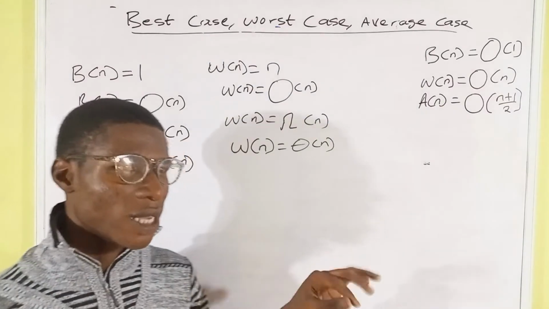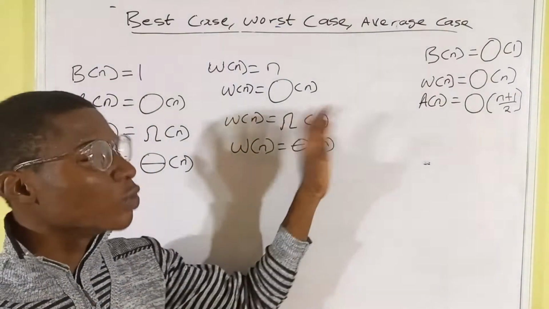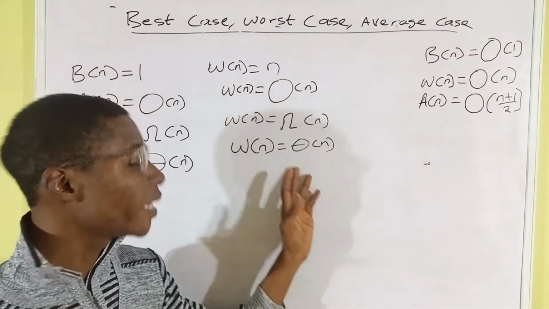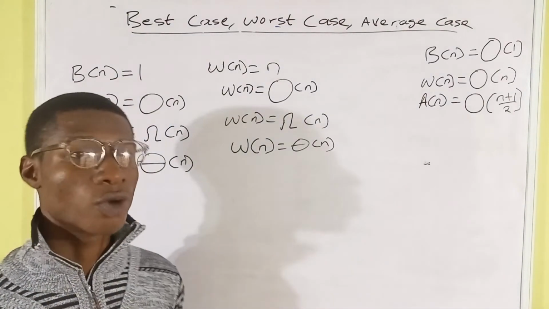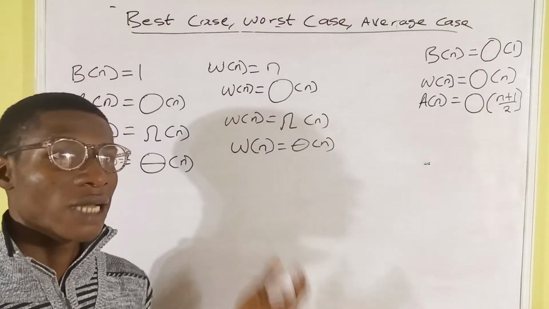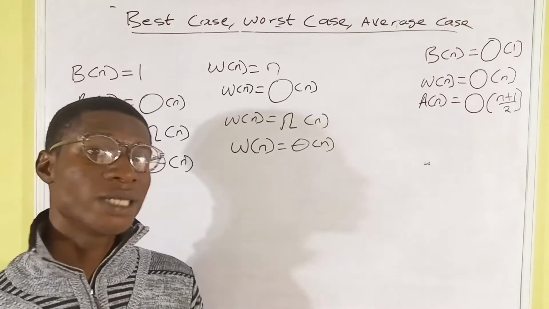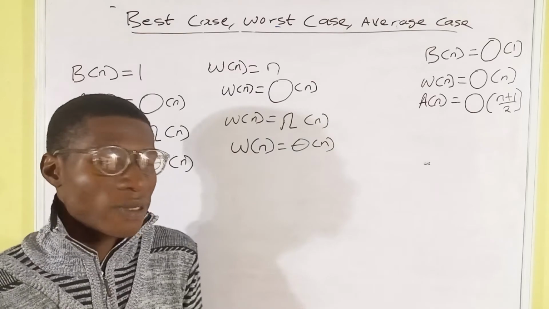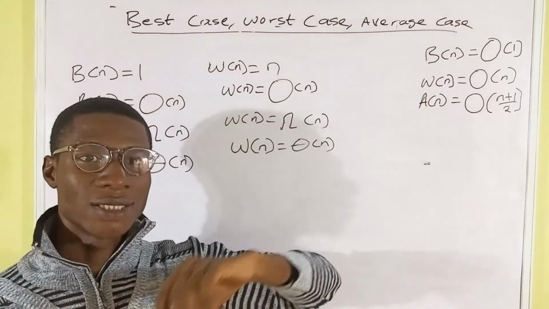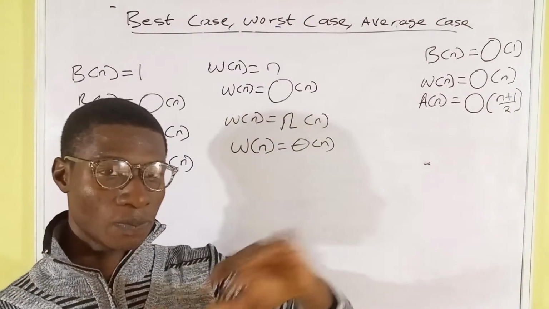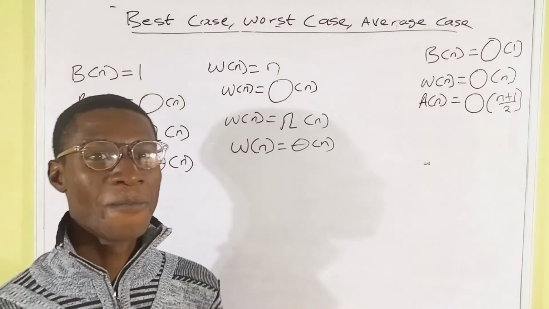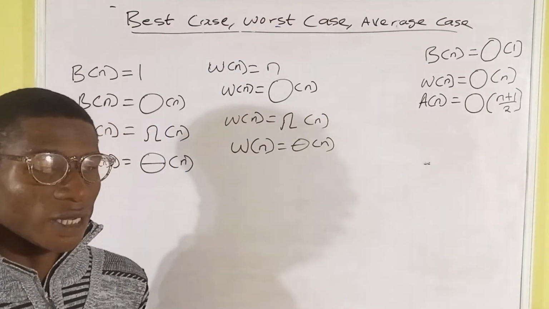So the concept that big O is used to represent the worst case, big omega is used to represent the best case, and theta is used to represent the average case is wrong, okay? You can use any of the notations to represent any of the cases. You can represent the worst case using the big O, using the theta, and also using the big omega. So there is nothing like big O is for worst case, big omega is for best case, theta is for the average case. Please take note, this is very important. This is a common error, generally. Okay, so I think I've been able to justify that now.